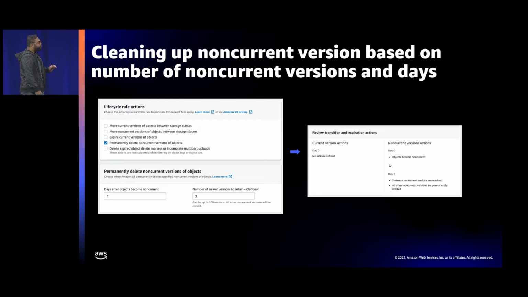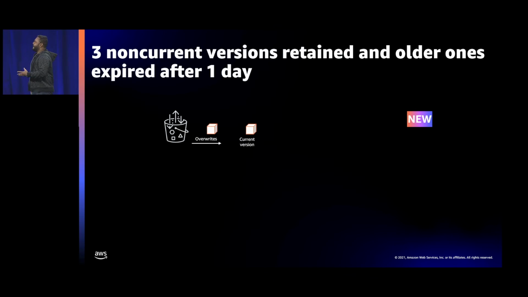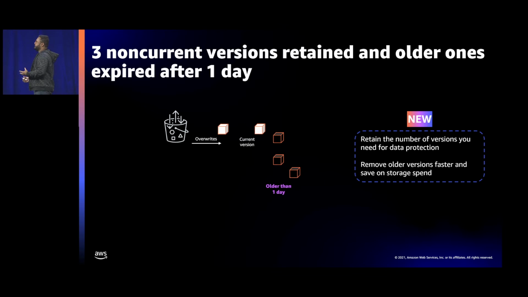So if I apply this lifecycle policy without making any change to my application, what will that look like? As you can see, the overwrite rates remain the same. There has been no change to my application at all, but my non-current version stack has reduced by a lot. I'm only keeping 3 non-current versions, and as soon as they get older by more than a day, I am removing them.